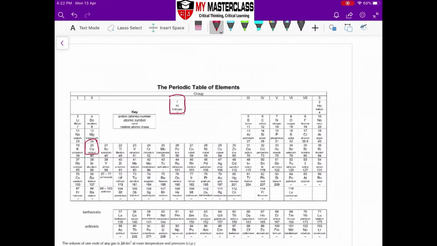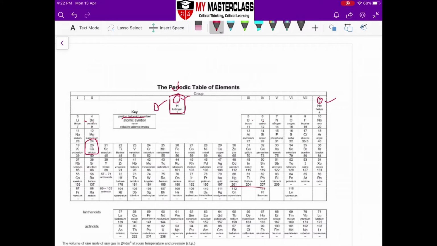Elements in the periodic table are arranged according to proton number. If you look at the top number over here, the key says the top number is the proton or atomic number. So proton number is the top number, and they are arranged according to proton number, meaning you can see in running order, we have element number 1, 2, 3, 4, 5, 6, 7, all the way until 19 and element number 20, and it will continue on.